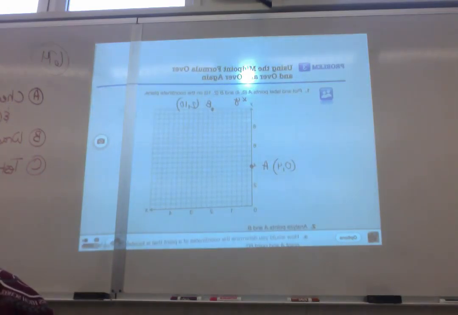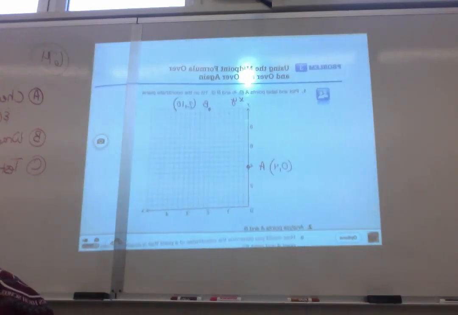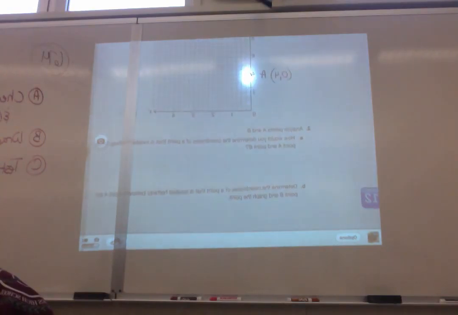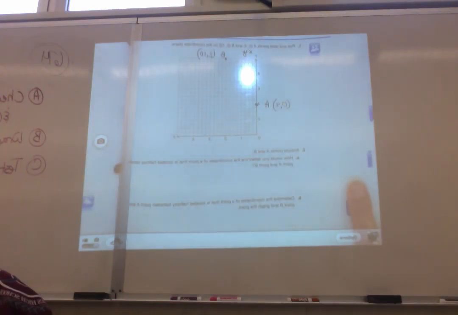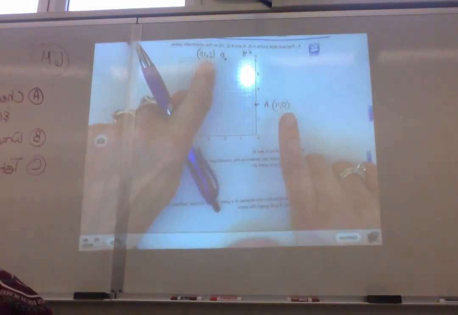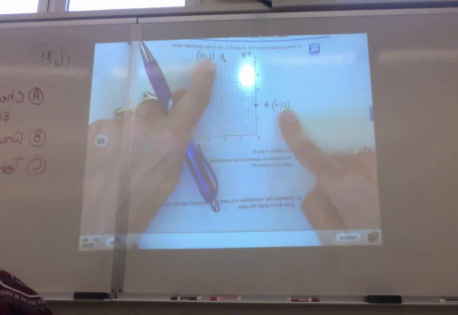Analyze the points. How would you determine the coordinate of a point that is located halfway between? Halfway between. Midpoint formula. Alright, so let's make it a tiny bit smaller. Let's remind ourselves. What do we do for midpoint formula? Find the average. So, Tony, if I'm looking at the x's and in one point it's 0 and one point it's 2, how do I find the average?